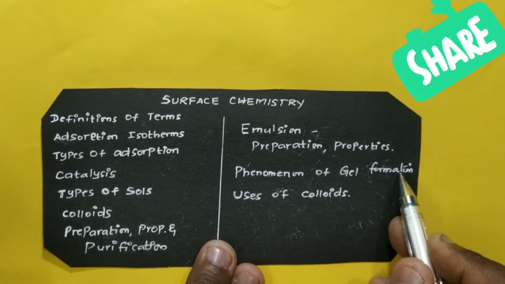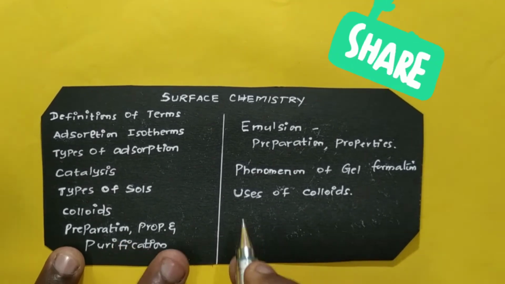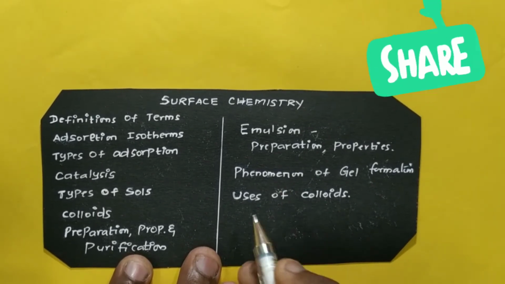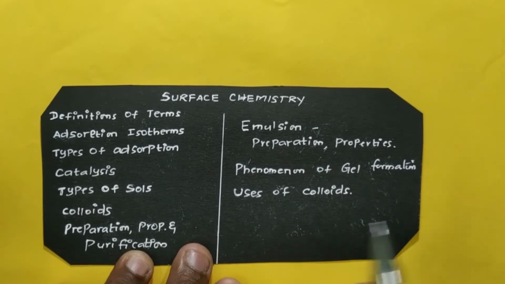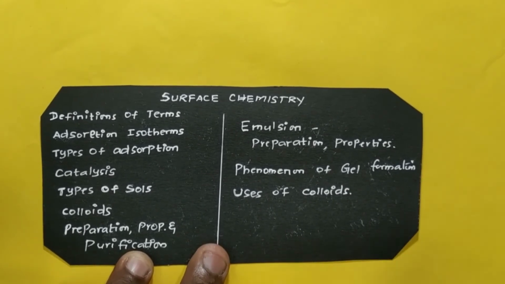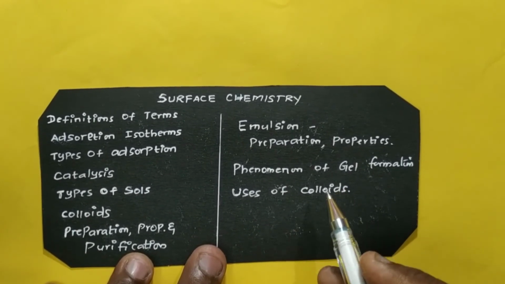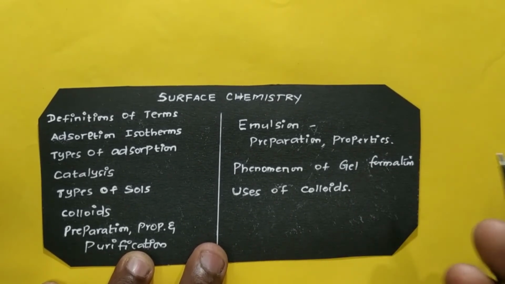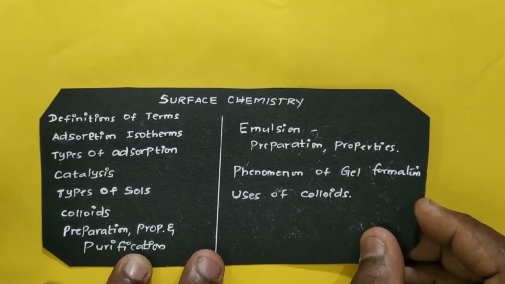Then the phenomenon of gel formation and uses of colloids they'll be asking. Usually they'll be asking one more question: you have to find out what type of colloid will be formed when two solutions are mixed with each other. Whether it is a positive colloid or a negative colloid is entirely based on what we are going to mix, and on the common ion present in both the reactants. Okay, that's all about surface chemistry.